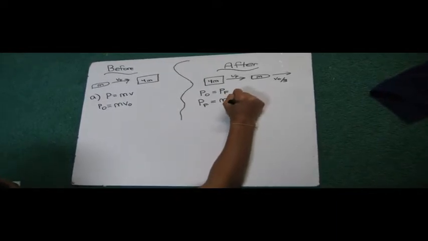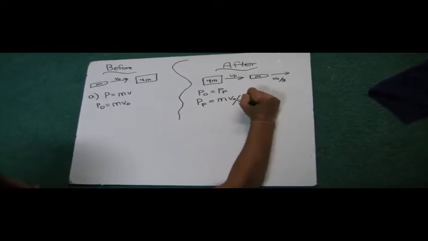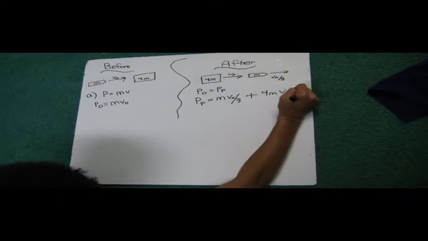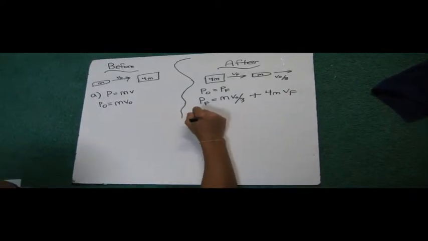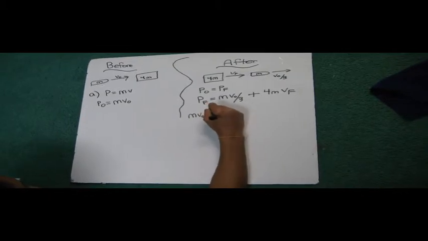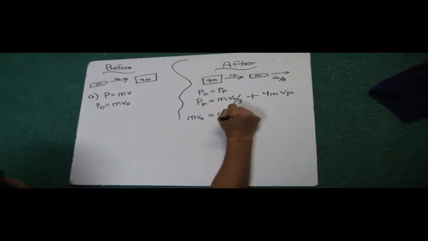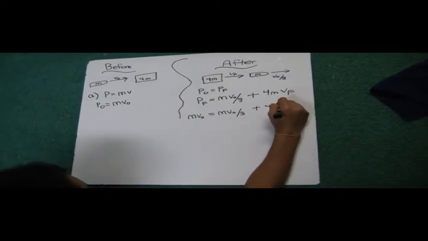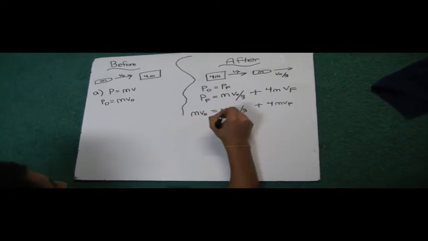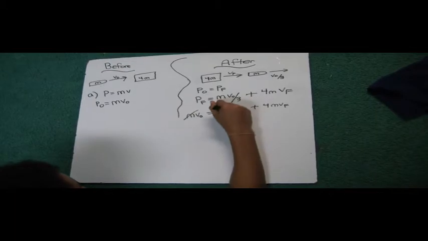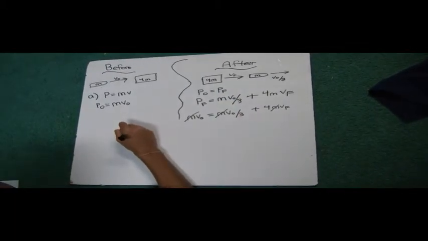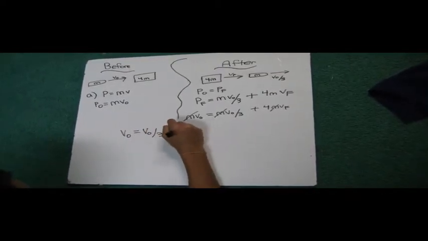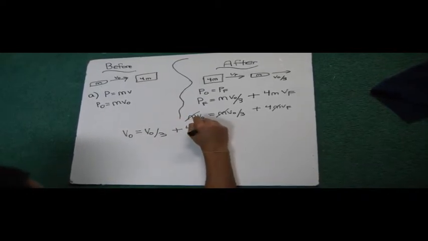The equation for final momentum is mass times VO divided by 3, which is the final velocity of the bullet, plus 4m VF, which is the final velocity of the block. We will substitute the equation of initial momentum into the equation of final momentum. That will give us mVO equals mVO divided by 3 plus 4mVF. Since m is in all three terms of the equation, we can cancel out the mass. That will leave us with VO equals VO divided by 3 plus 4VF.